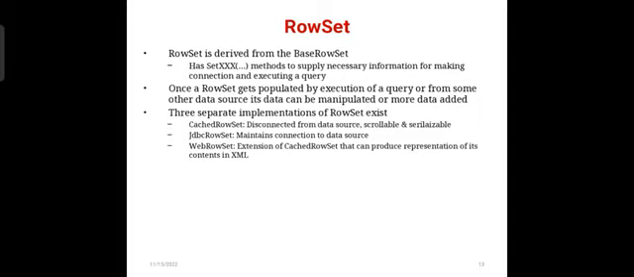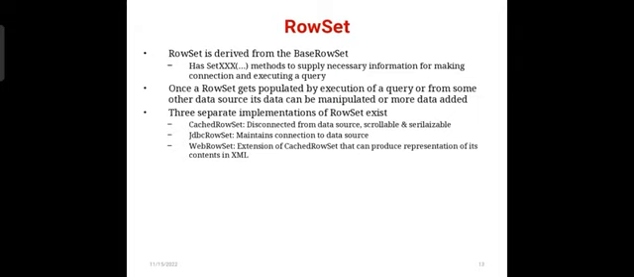RowSet is derived from the BaseRowSet, and it is a method to apply necessary information for making a connection and executing a query. So there are three separate implementations of RowSet. First one is CachedRowSet. So what is a CachedRowSet? It is disconnected from the data source, scrollable and serializable.